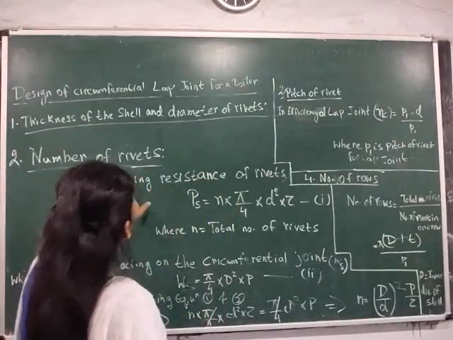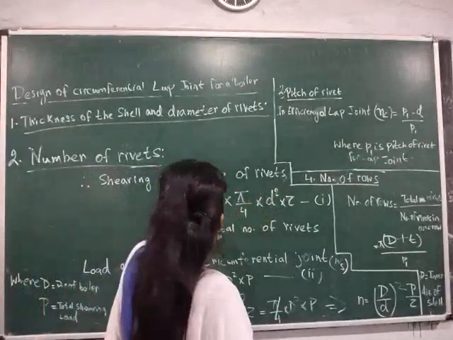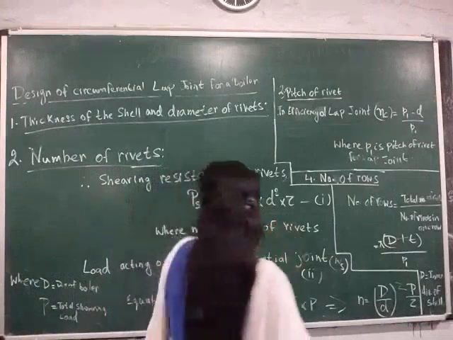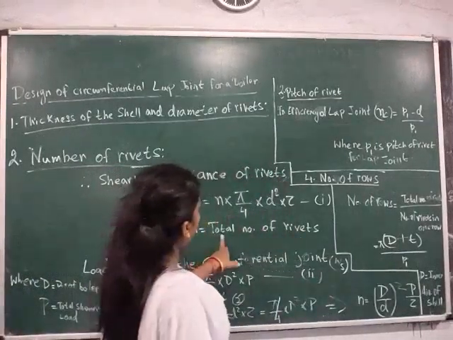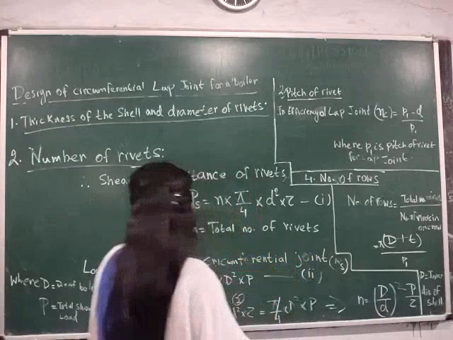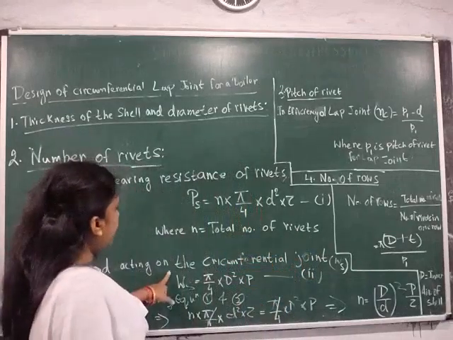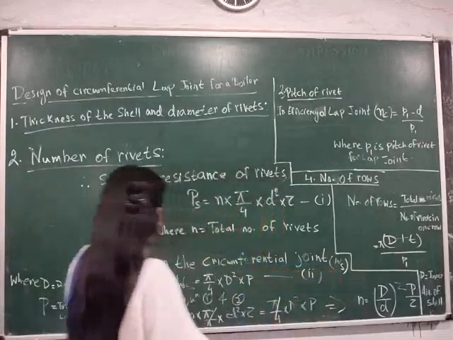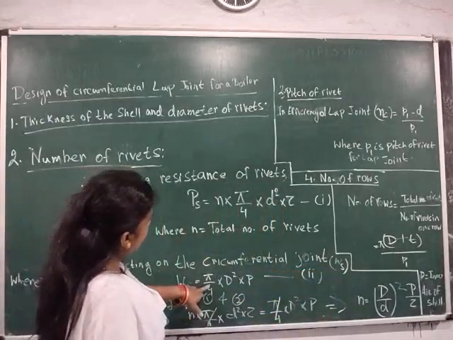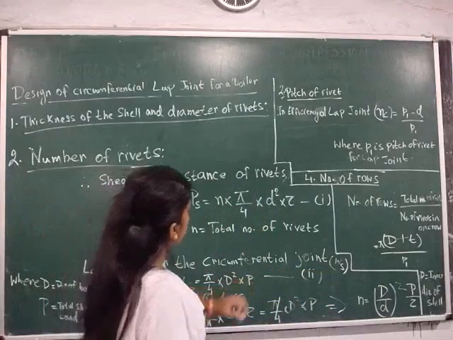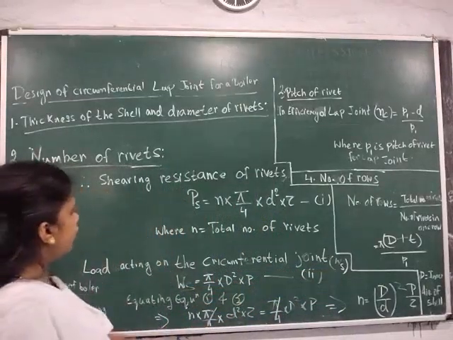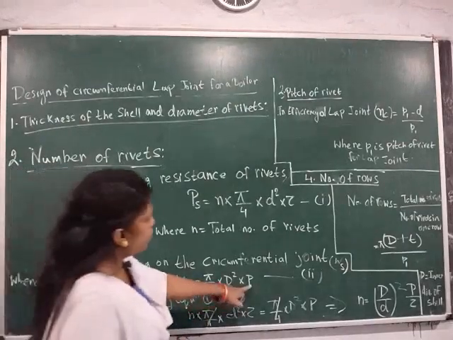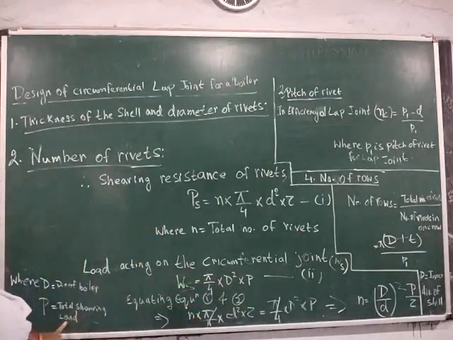As we know, shearing resistance of rivet Ps is equal to N into pi by 4 d square into tau, where N is the total number of rivets. And if the load acting on the circumferential joint is denoted by Ws, then Ws is equal to pi by 4 D square into P. Here D is the diameter of the boiler, and P is the total shearing load.